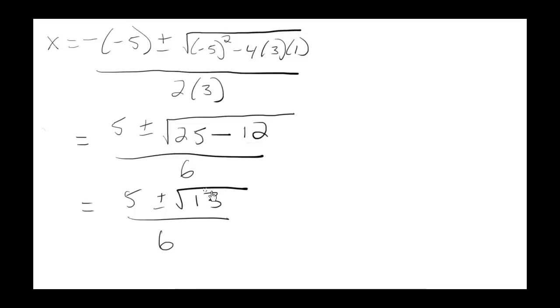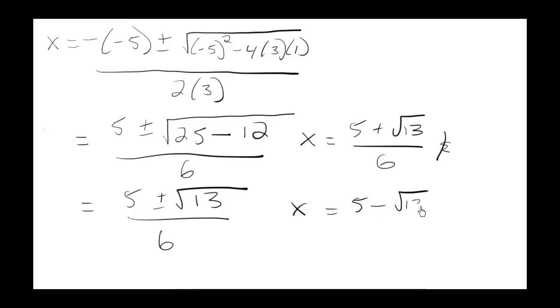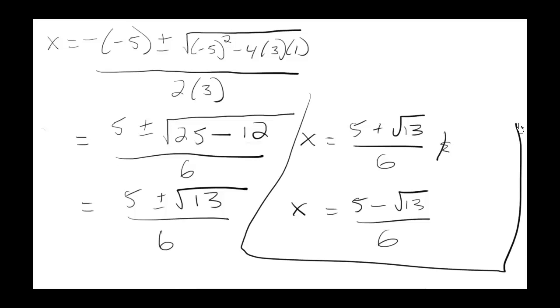Let's see, can I clean up this root at all? No. I can't cancel out anything. And we've got our two answers. That's what that plus or minus means. So I get x equals 5 plus root 13 over 6, and x equals 5 minus root 13 over 6. And booyah, we got ourselves some answers. Love that quadratic formula. Alright, let's try another example.